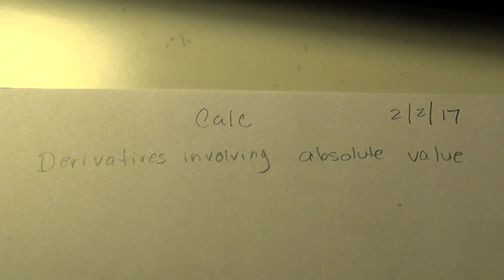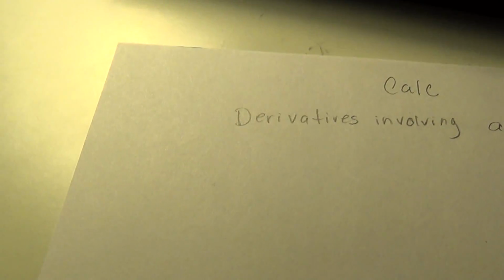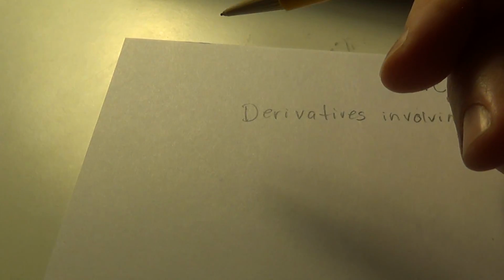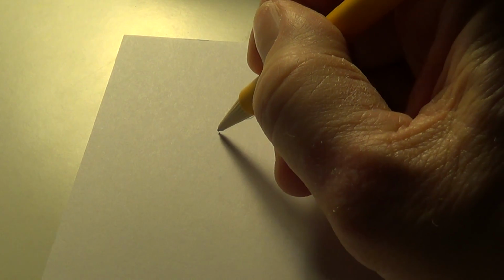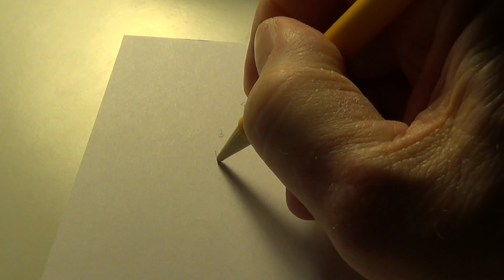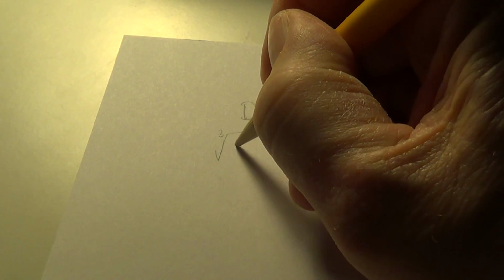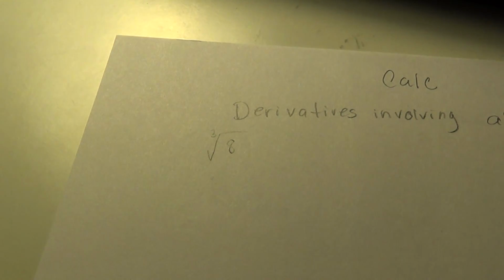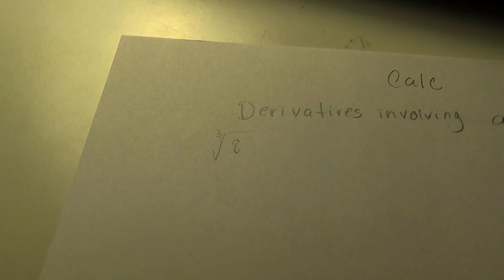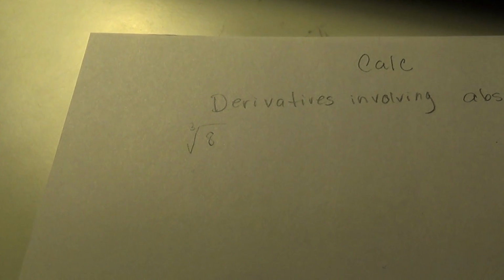Derivatives involving absolute value. Here we go. All right. To understand this, I'm going to talk about it mathematically, and then I'll talk about it the way I think about it. So one of those ways will prove helpful to you. I want to start with a discussion of the cube root of 8. And you'll see where this ties in, so hang in there.